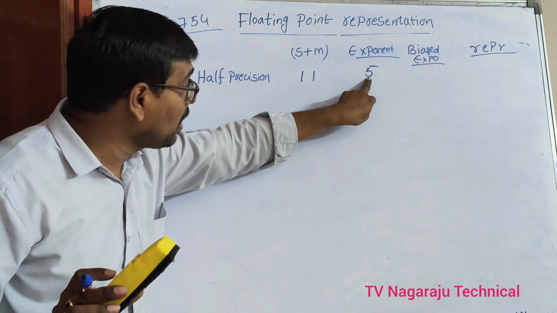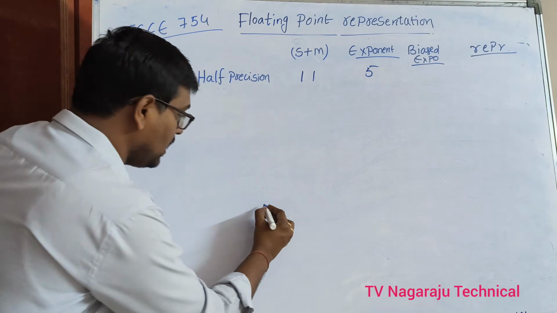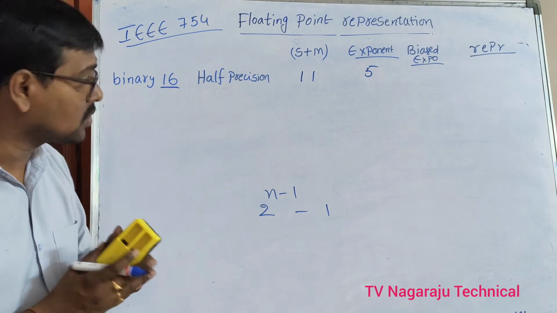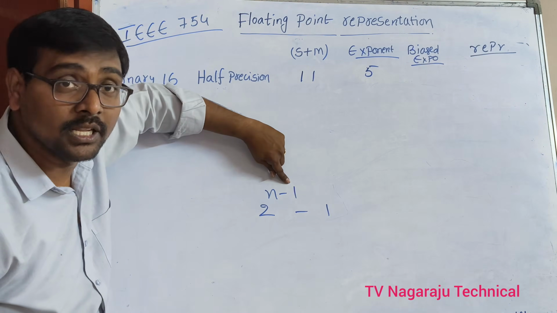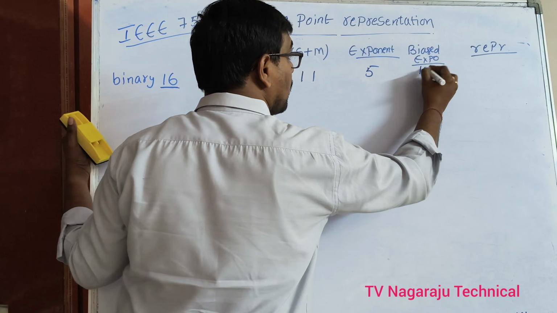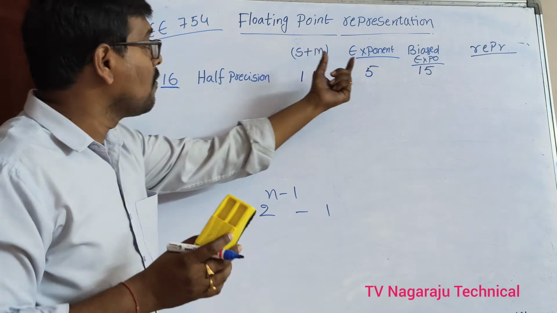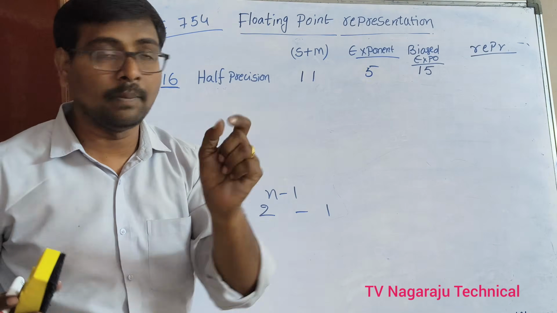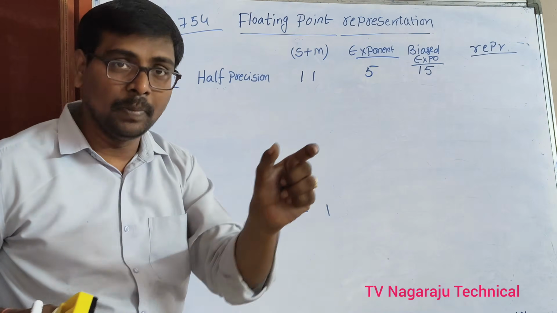If the number of exponent bits is 5, what is the biased exponent? It is very easy to remember. The formula is 2 power n minus 1, minus 1. The n value right now is 5. So 2 power 4 is 16, and 16 minus 1 is 15. So the bias is 15. That is, to the original exponent, we add the number 15. Remember, 15 is not the number of bits.